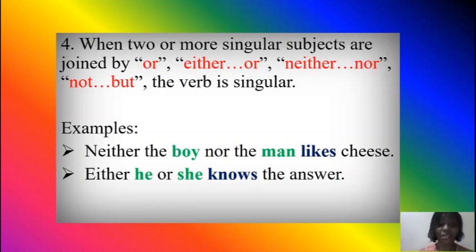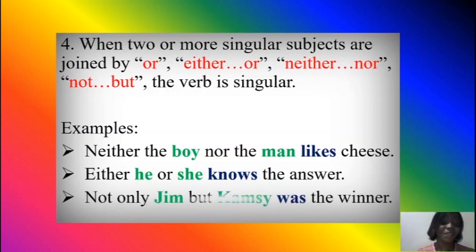Let's go over to the second sentence. The second sentence says, either he or she knows the answer. Either he, singular, she, singular, third person pronoun, they are both singular. Either he or she knows the answer.